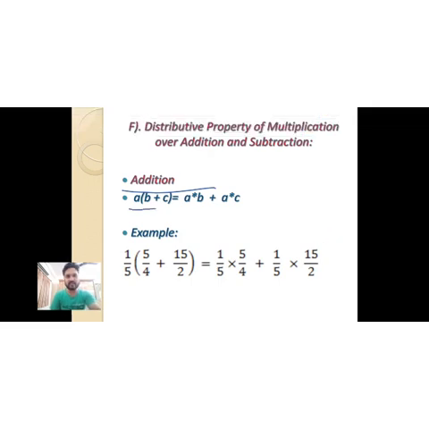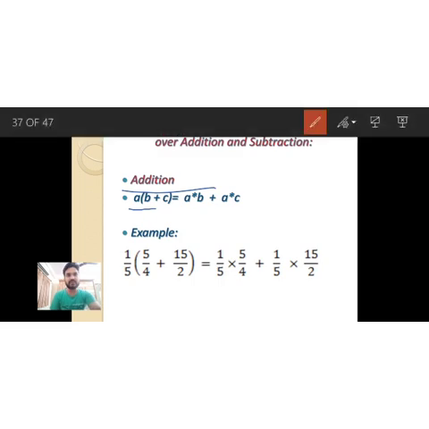Distributive means we have to distribute, which means we have to give values to each and every value. So here A is multiplied by B first, then the plus sign, then A multiplied by C. This is the distributive property of multiplication over addition. Here is our example.